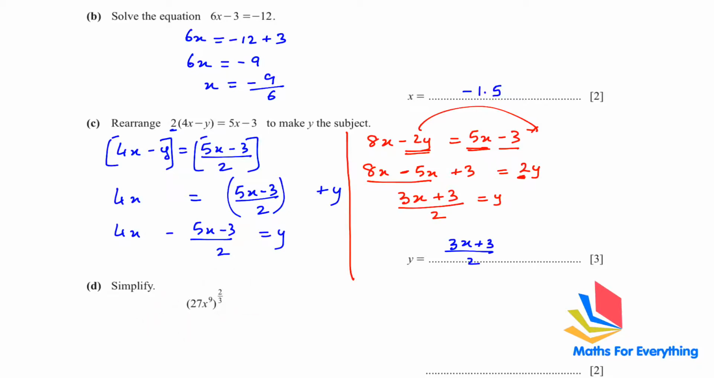Next, simplify. This is an indices question. Remember that the power which is outside is for each term which is inside. So this is 27 to the power of 2 over 3 and x to the power of 9 to the power of 2 over 3. We are going to put this in the calculator. We will get 9. And whenever you have like this, 2 powers, we multiply the power. So it will be 9 multiplied by 2 over 3. That will give you 6. So x to the power of 6.